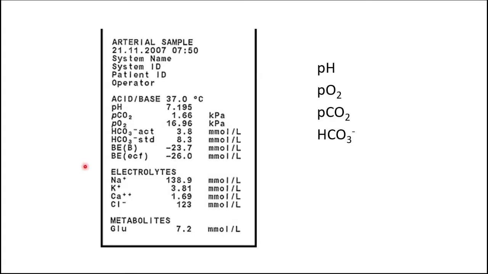Now, this is a standard blood gas report that almost every one of you might have seen, and the four most important headers that you should be looking for are pH, PCO2, PO2 and bicarbonate.